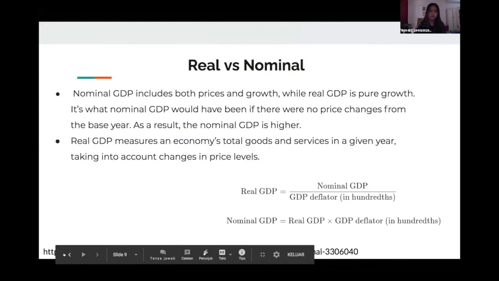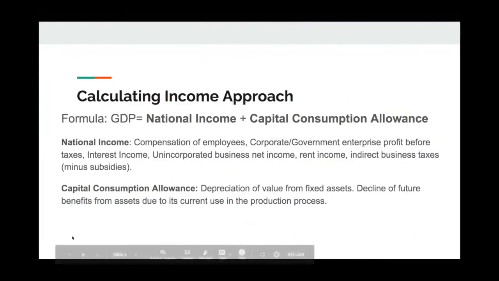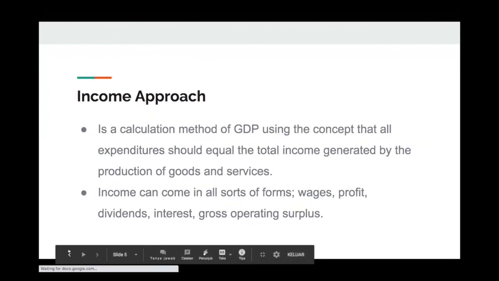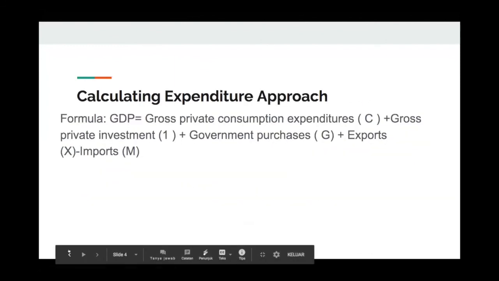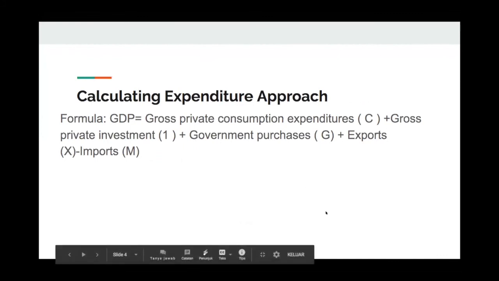Which one? Go back again. Formula, back again. The expenditure approach. This one, stop. Yes, gross private investment is I, and it's not 1. See, the others are all in letters. It will be very weird if suddenly investment is represented by 1. It's I. Okay, C plus I plus G plus X minus M. Thank you very much.